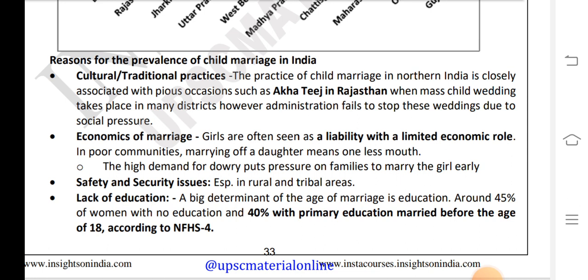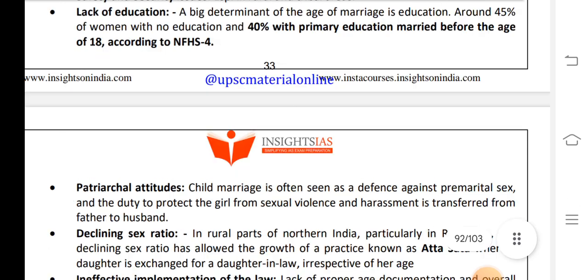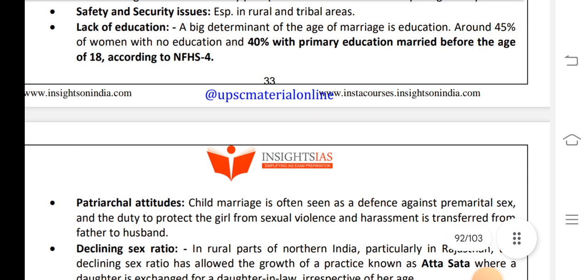Reasons for the prevalence of child marriages in India. Cultural and traditional practices: the practice of child marriage in northern India is closely associated with festivals and occasions such as Akha Teej in Rajasthan. Mass child weddings take place in many districts, and however the administration failed to stop these weddings due to social pressure.